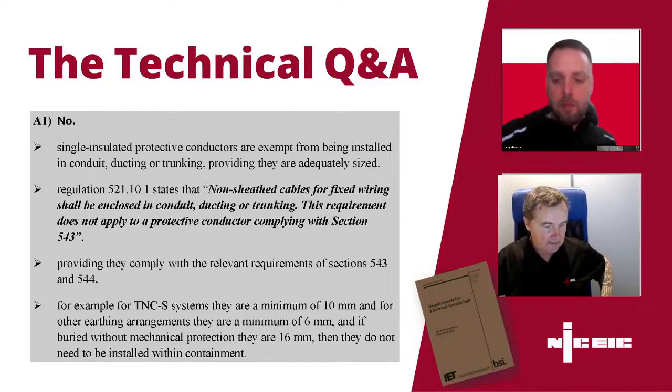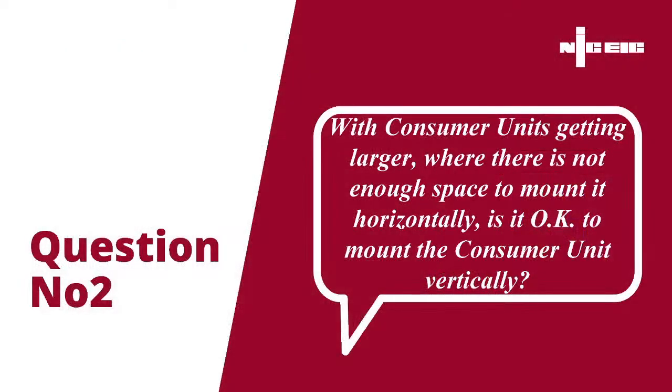A second one that we've got this evening is one that's becoming a bit more common. With consumer units getting larger, where there's not enough space to mount it horizontally, so I guess we're looking at perhaps a double stacked, dual DIN rail consumer unit, is it okay to mount the consumer unit vertically? So effectively turn it on its side. What are our thoughts there, George?